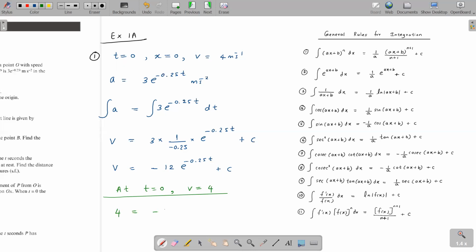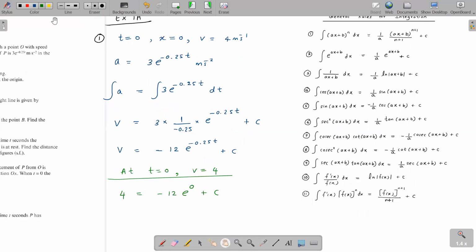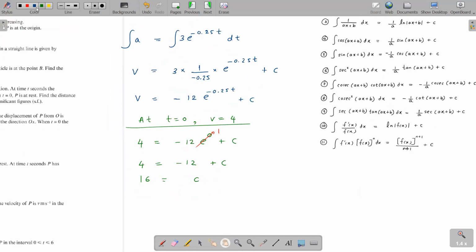Velocity 4 equals minus 12 e to the power, actually e to the power minus 0.25 into 0, which is e to the power 0, plus c. Any number to the power of 0 is 1. So 4 equals minus 12 plus c. So c is 4 plus 12, which is 16. Guys, do you agree with me? Now replace the c value back into the equation and write velocity v equals minus 12 e to the power minus 0.25 t plus 16. Do you agree?